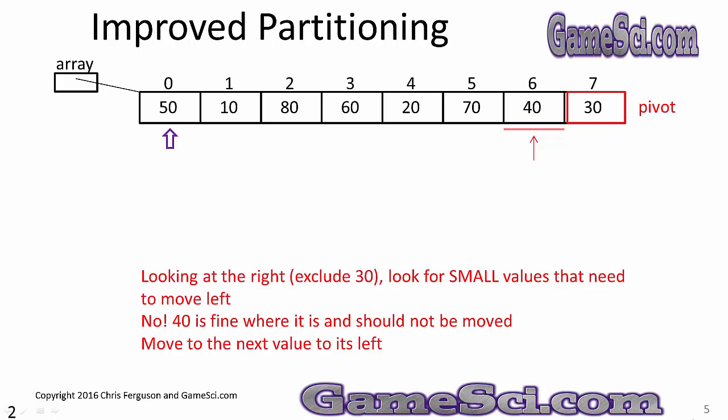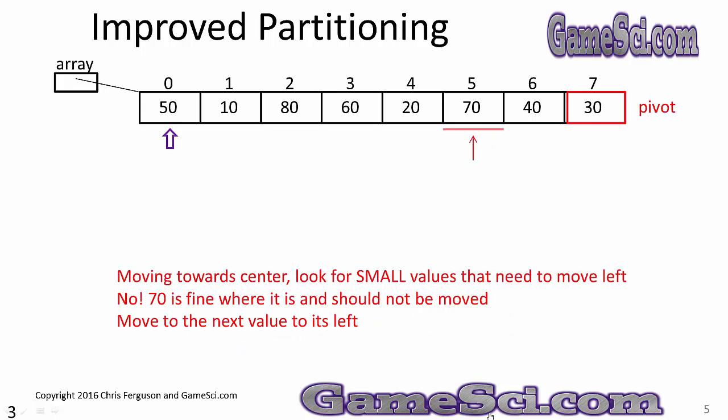Look for small values that need to move left. No, 40 is fine where it is. 40 is greater than the pivot. It belongs on the right side. It should not be moved. Let's move to the next value to its left. Moving towards the center, looking for small values that need to be moved left. No, 70 is fine where it is. It should not be moved. Move to the next value, looking for someone to swap with 50.